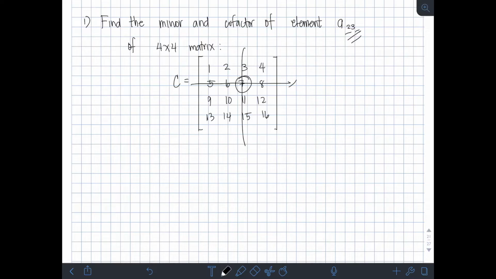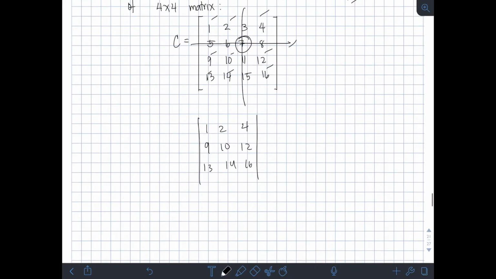So, ito. Okay, so anong mga natirang element na hindi na-cross? So, itong 1, 2, 4, 9, 10, 12, 13, 14, 16. So, yung minor, determinant niyan. Okay? So, pwede natin i-apply dito yung Cofactor Expansion Method.